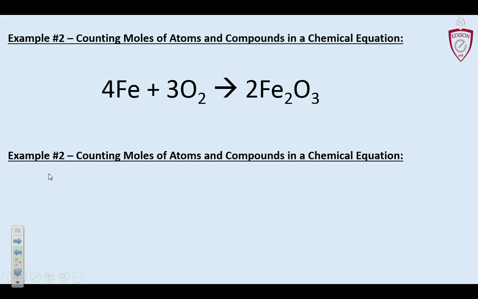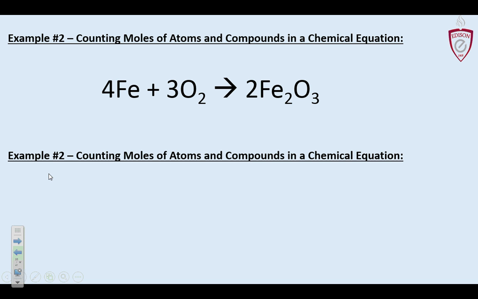So let me see here. If I'm going to count moles of atoms, let's start with the first one. This means 4 moles of iron, so 4 moles of Fe, 4 Fe atoms. Notice it's not a compound, it's an element, so we're not going to call it a molecule. It just is atoms. 4 Fe's. Write it down in your notes.